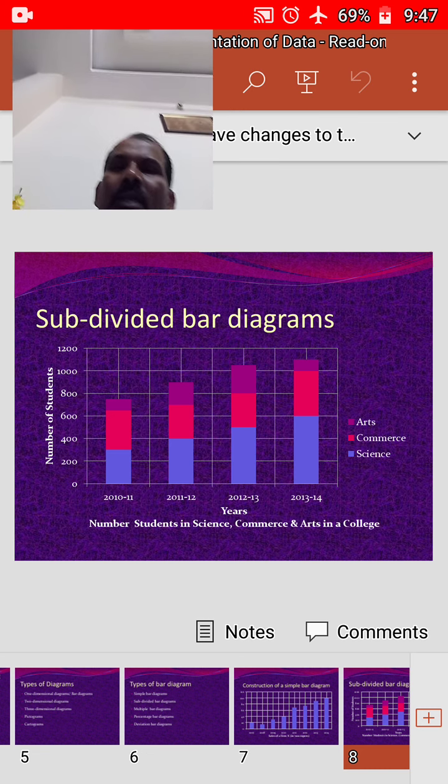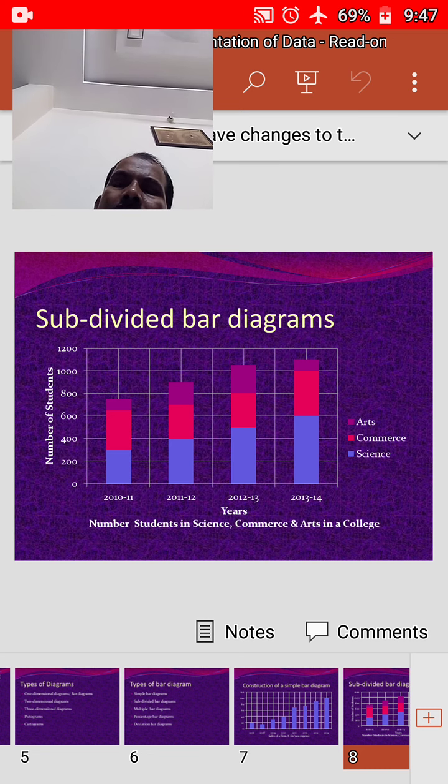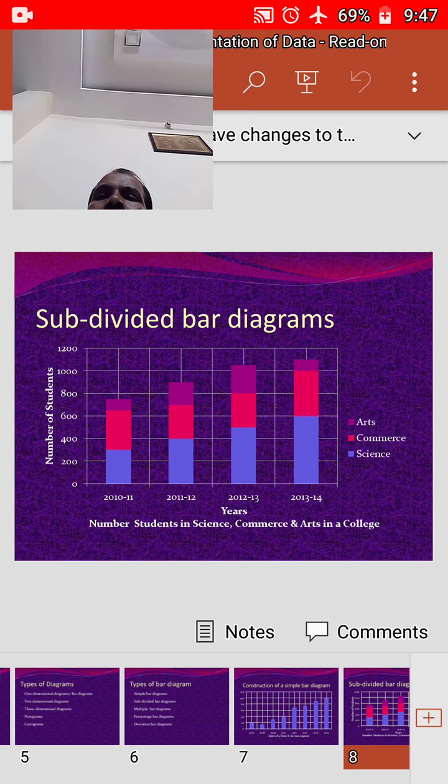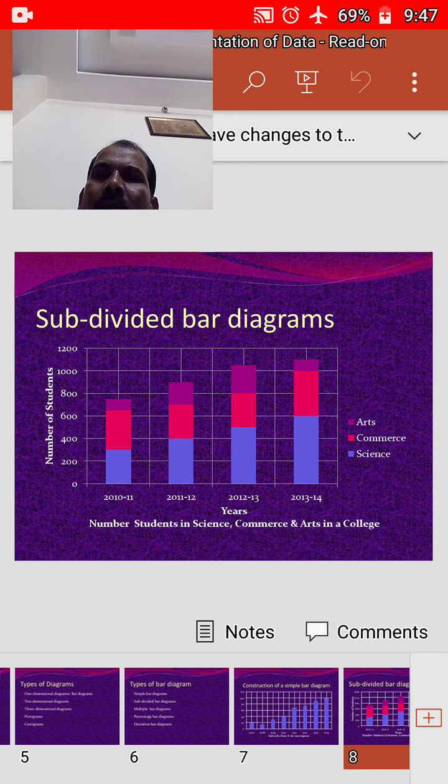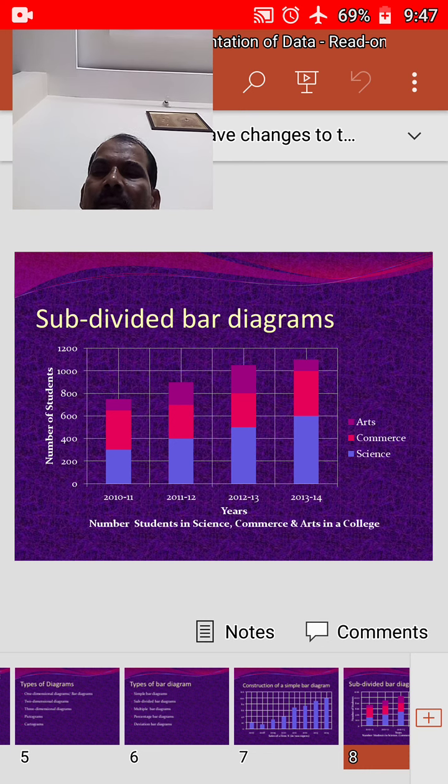Okay, this given data can be presented through the subdivided bar diagram. If you look at the PPT, you will have a clear idea. Here in 2010-11, we have taken 3 types, and the blue color indicates what it indicates.